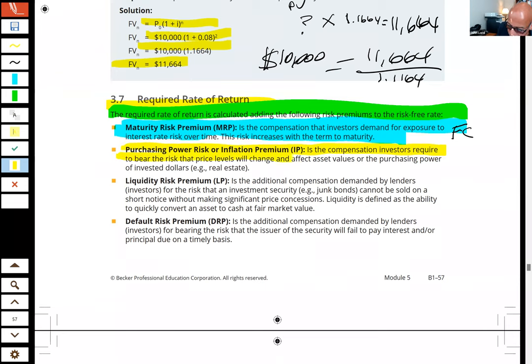Purchasing power risk or inflation premium risk is compensation investors require to bear the risk that price levels will change and affect asset values or the purchasing power of invested dollars. Okay, so you can go ahead and flashcard that.